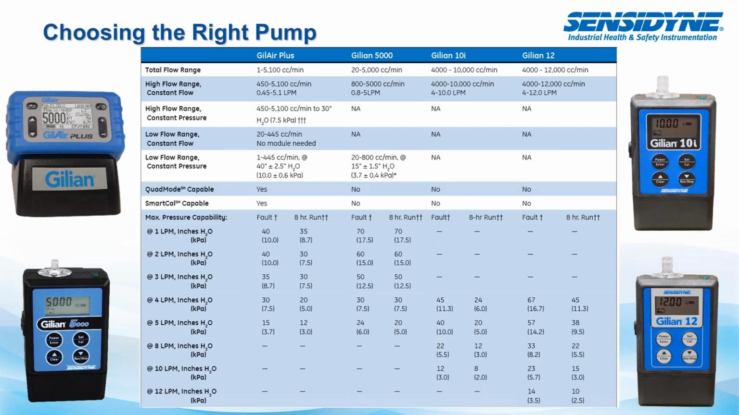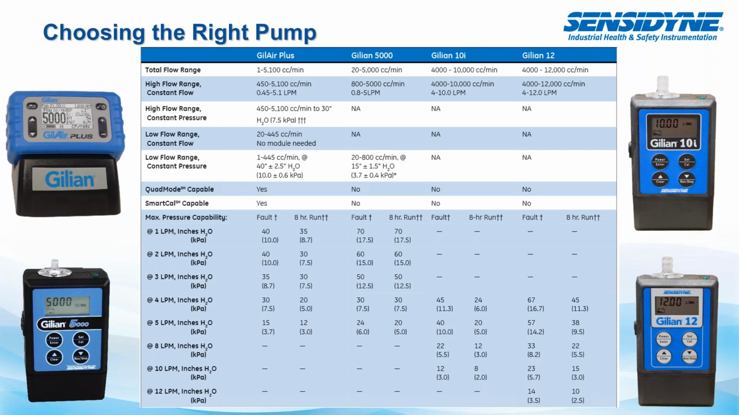So the 2 key parameters that you should look at when you're looking at your pump specifications would be: at what flow rate is my fault threshold set, which is that first column that says fault, and then that second column that has my 8-hour run: at what back pressure can it run a full shift? What's the most back pressure it can run at? So for the Gill-Air Plus, let's look at 5 liters per minute. The highest back pressure that it can run for 8 hours would be at 12 inches of water. Now you can see as you move across that same row that for the Gillian 5000, which is one of our Power Series pumps, it has a fault at 24 inches of water at 5 liters per minute, and it can run 8 hours at up to 20 inches.